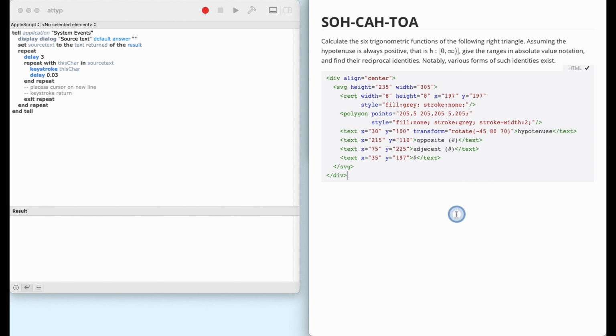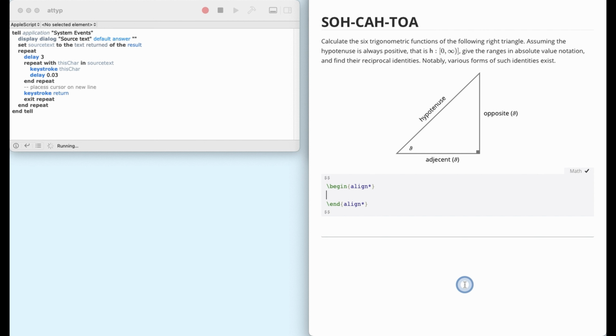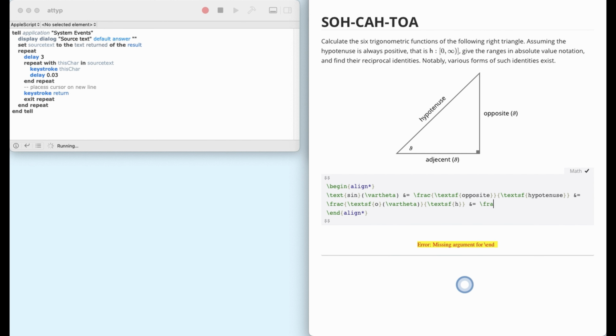So we have an angle theta, and the edges of the triangle named with respect to theta, and the triangle's right angle in the case of the hypotenuse. So let's go ahead and work out the 6 trigonometric functions, their ranges, and reciprocal identities.